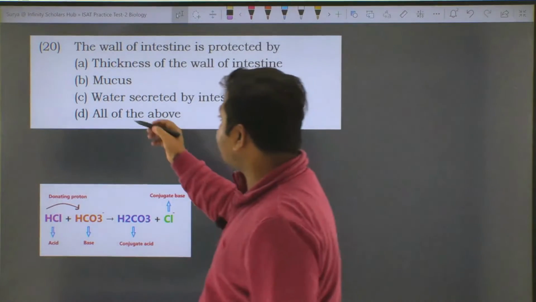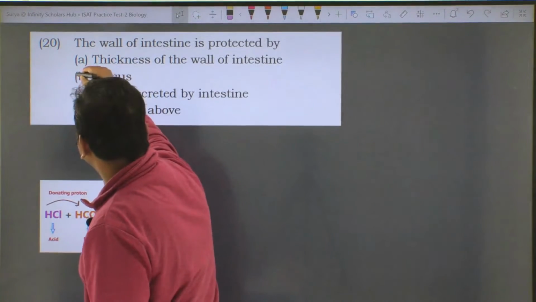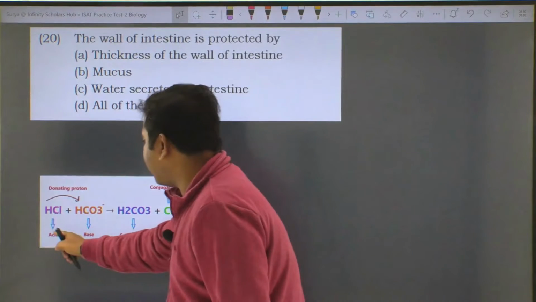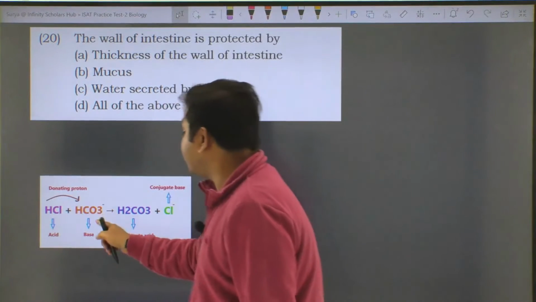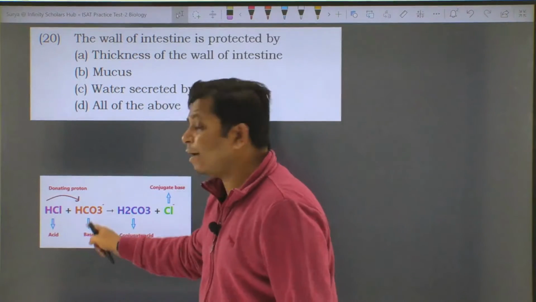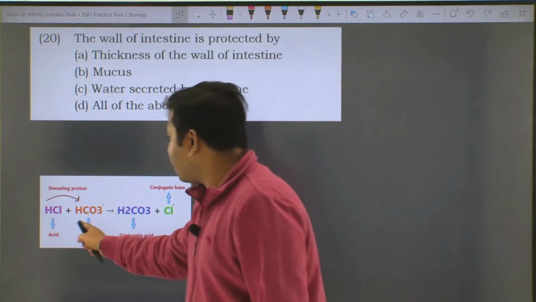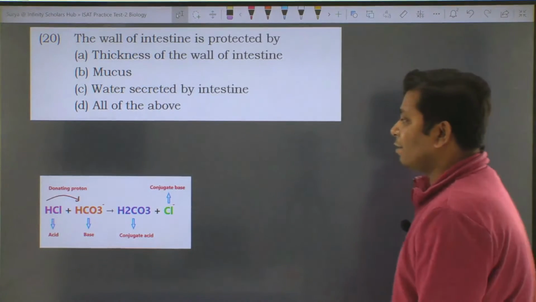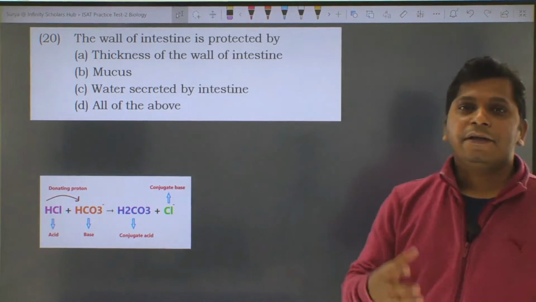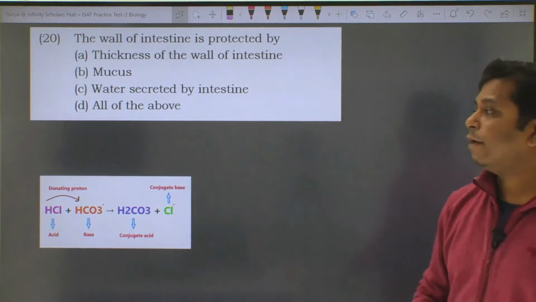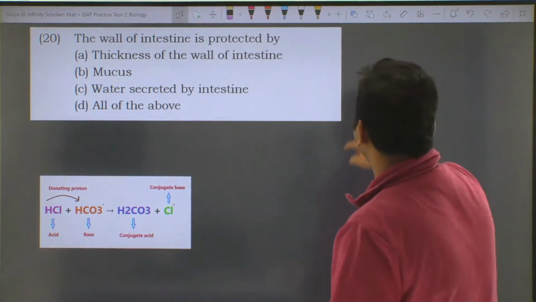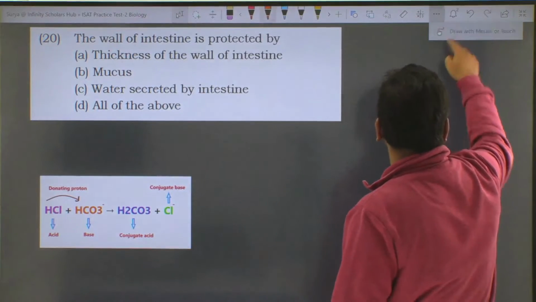So the answer for this question is going to be B. So what does the base do? The mucus contains a lot of bicarbonate, and the bicarbonate helps to neutralize the acid that has been there in the intestine so that it will be neutralized. So the mucus is going to be the correct answer for this case.